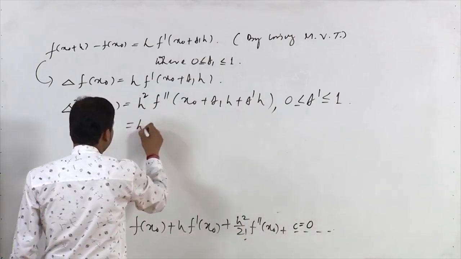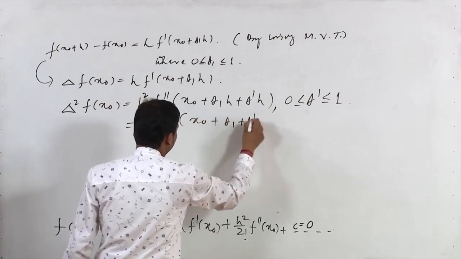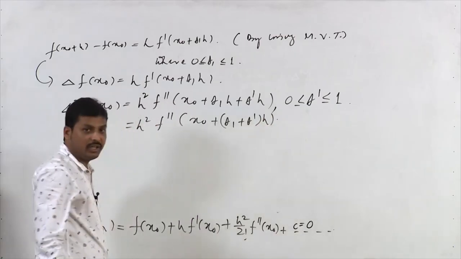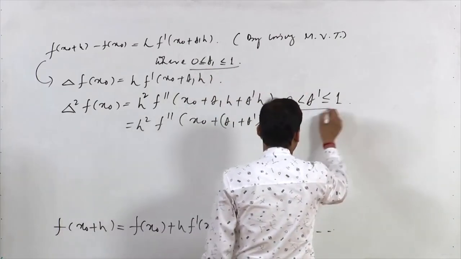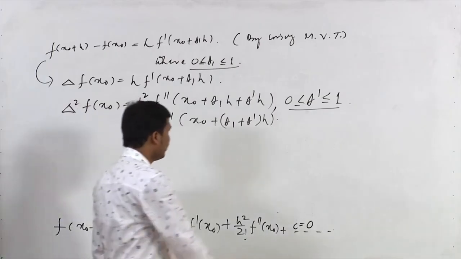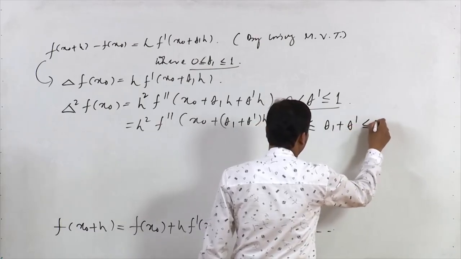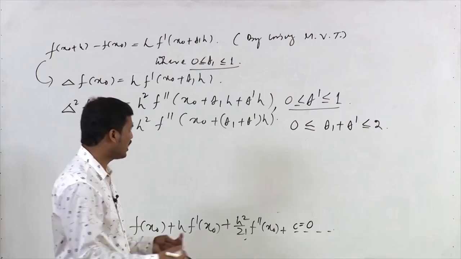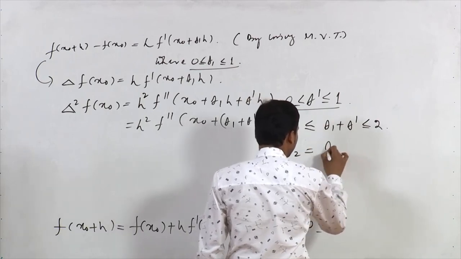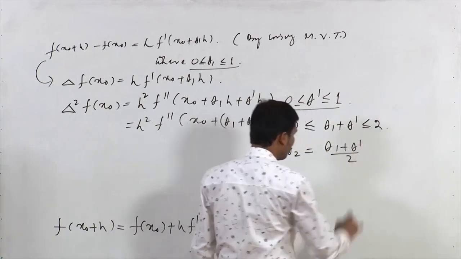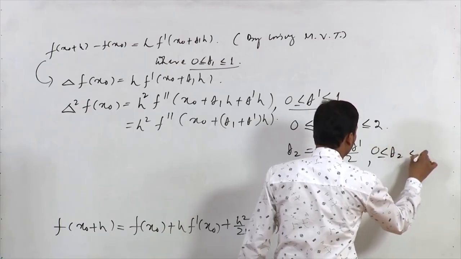And we can just rewrite this formulation as h square f double dash of x0 plus (theta 1 plus theta dash) into h, where theta 1 is lying between 0 and 1, and theta dash is lying between 0 and 1 here. So that is why we can say that theta 1 plus theta dash should lie between 0 and 2 here. And if we write another parameter, suppose theta 2, which can be expressed as theta 1 plus theta dash by 2, then we can say that theta 2 should lie between 0 and 1 here.